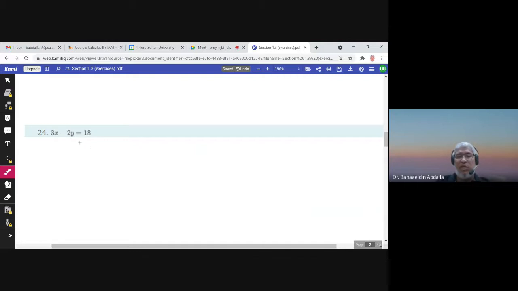To find here the slope and the y-intercept, we need to solve this equation for y. That would be a nice way. We need to write it in the form y equals mx plus b, the slope intercept form. So let us solve it for y. So I will leave -2y here, take 3x to the other side, and then I will divide by -2. So y would be equal to -3 over -2, which is 3 over 2 x, and 18 over -2 would be -9.